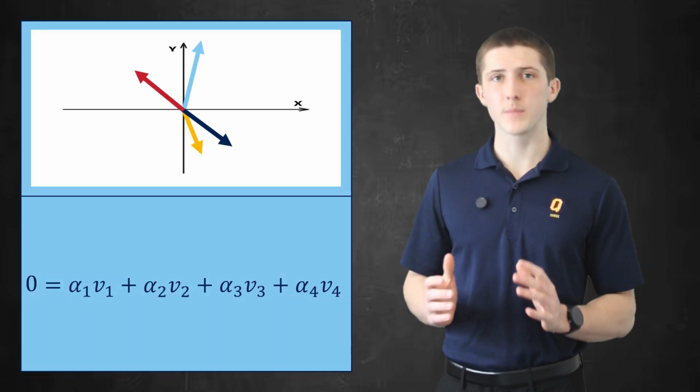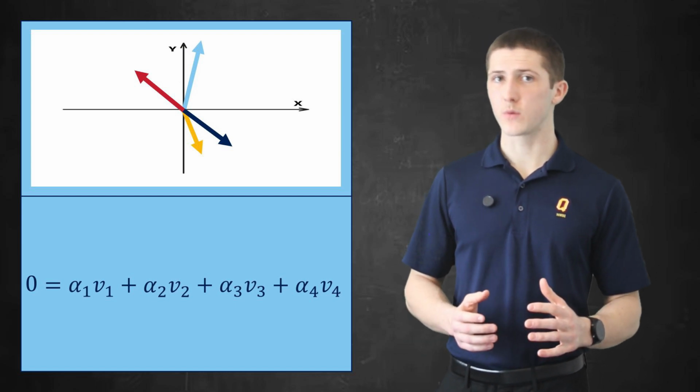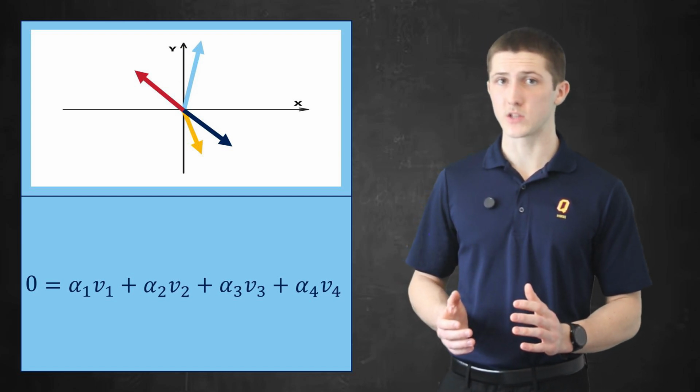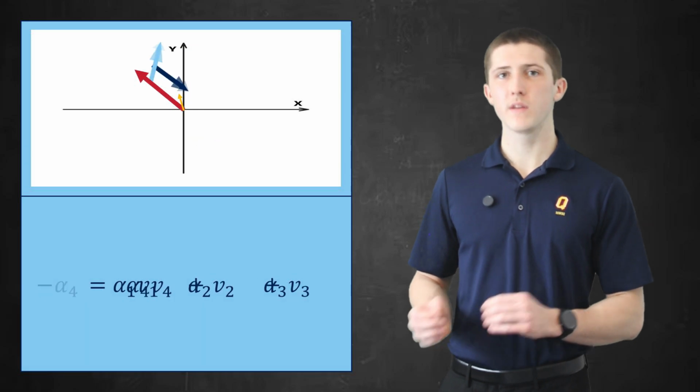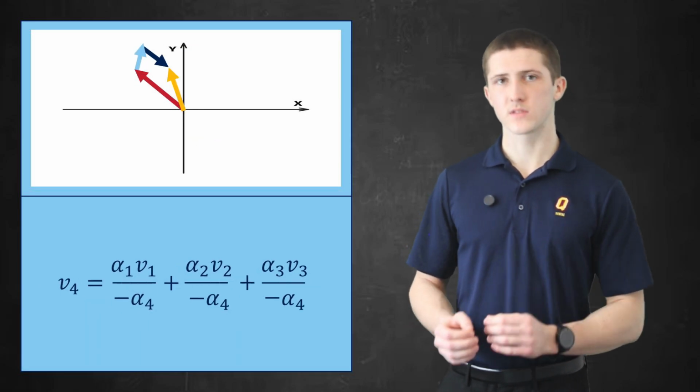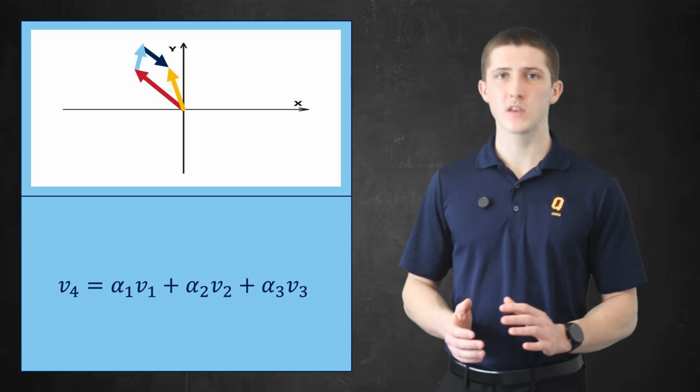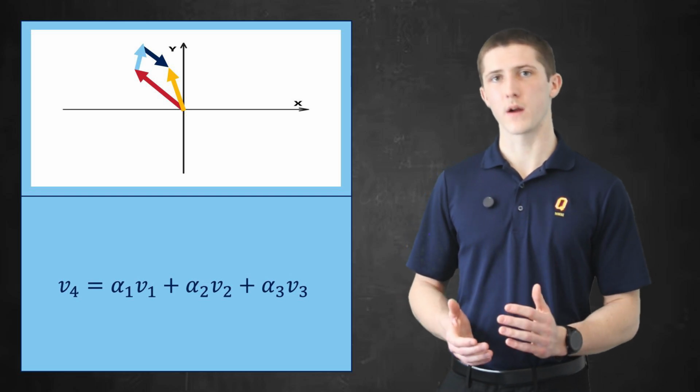We can also do this in the opposite direction. We've got our equation that equals 0, and we know that one of the vectors is a linear combination. So we can move v4 to the other side, divide out the scalar, and then let it be absorbed into the other scalars, and we see our linear equation for v4.